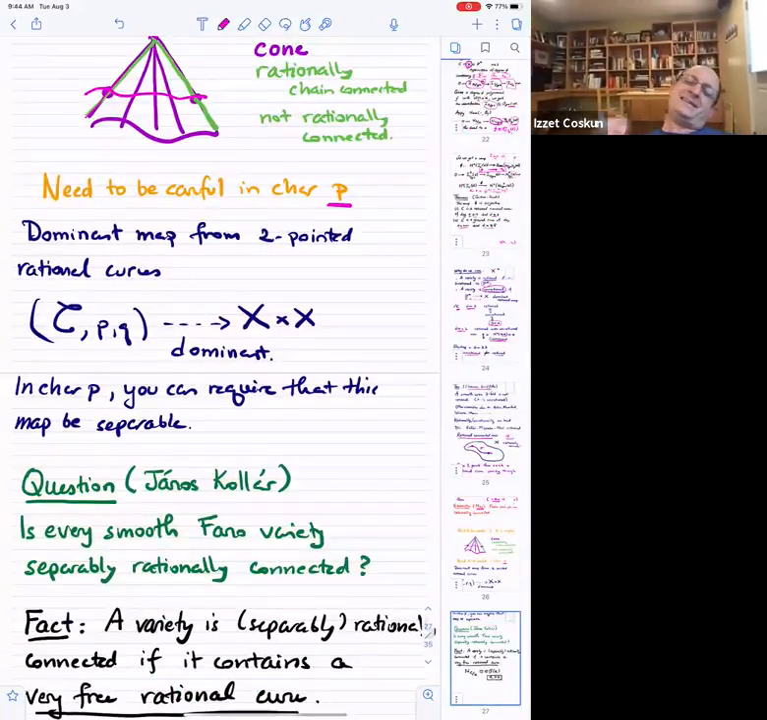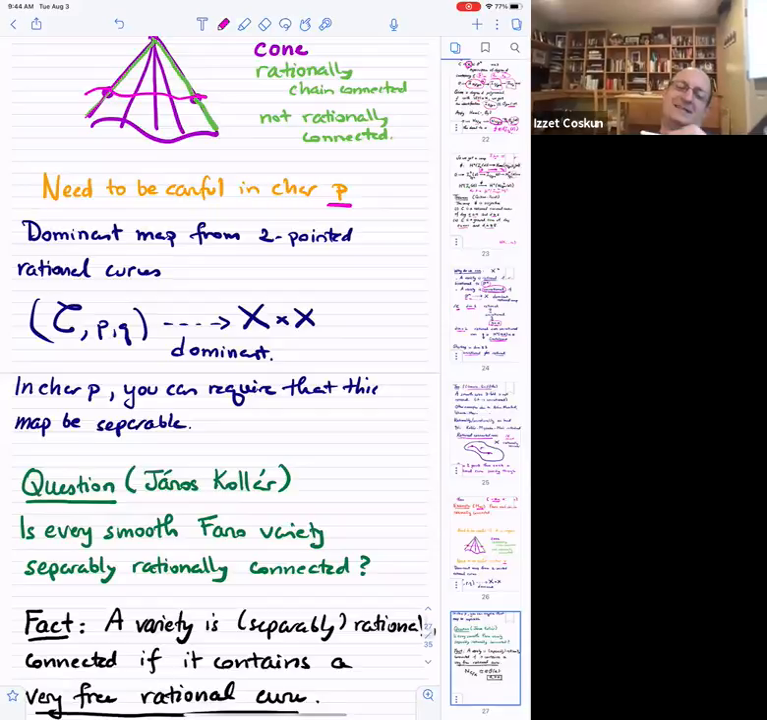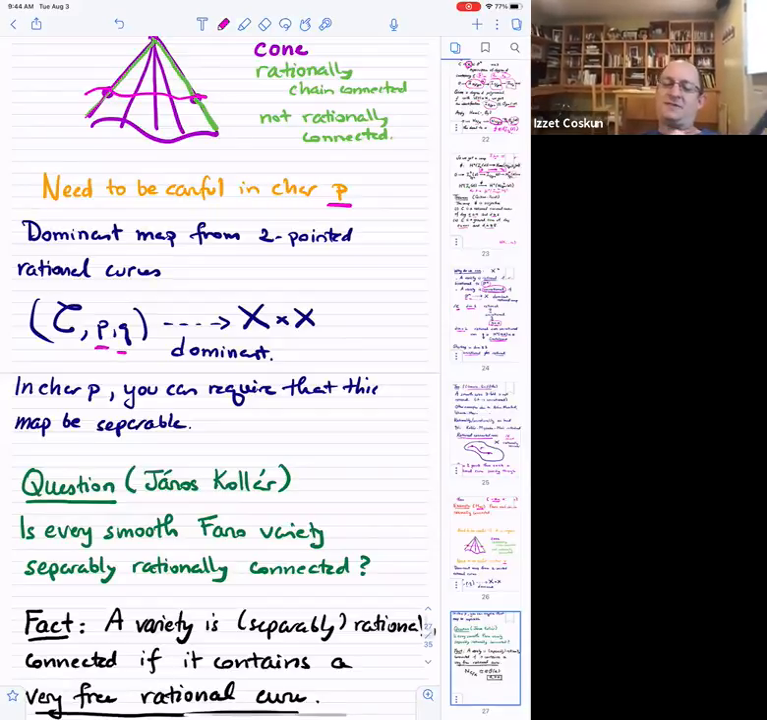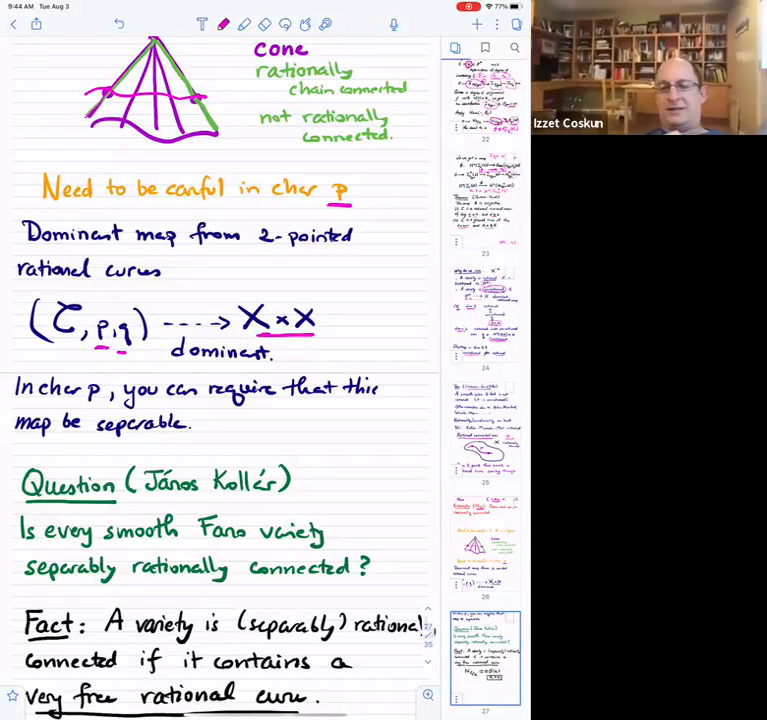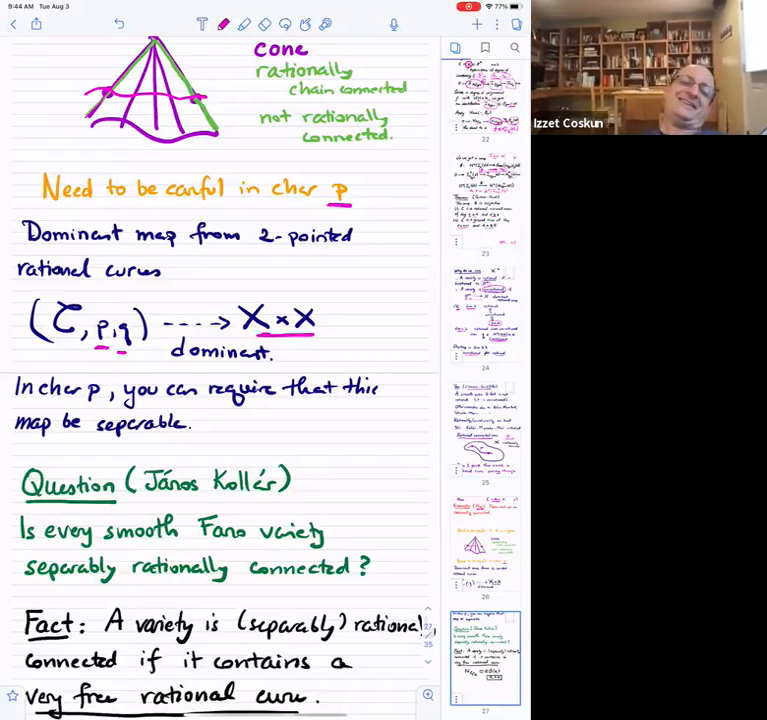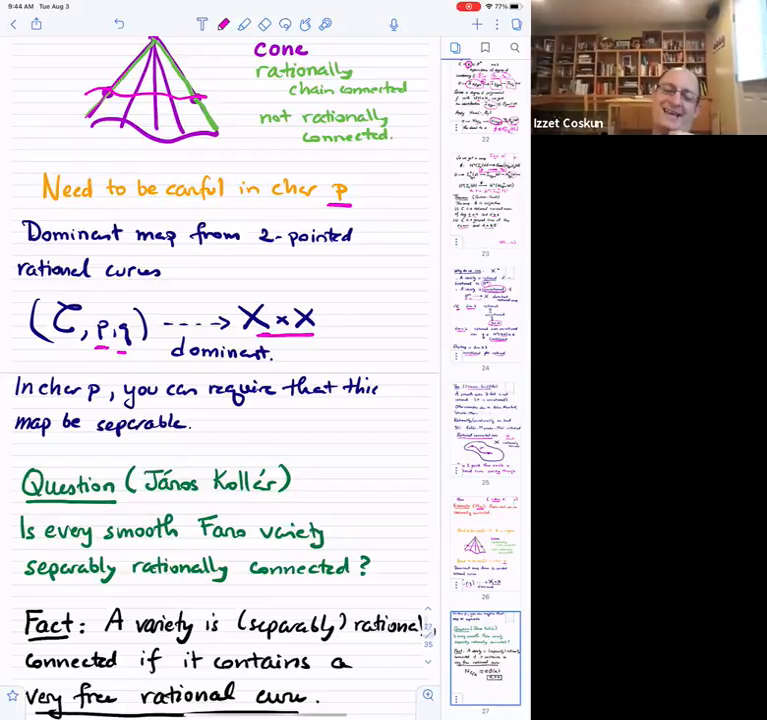If you want to make it a little bit more precise, what you would say is that you have a space of rational curves with two-pointed rational curves. And then the evaluation map at P and Q maps to X cross X, and you want that map to be dominant or something like this. You would say it a little bit more formally.